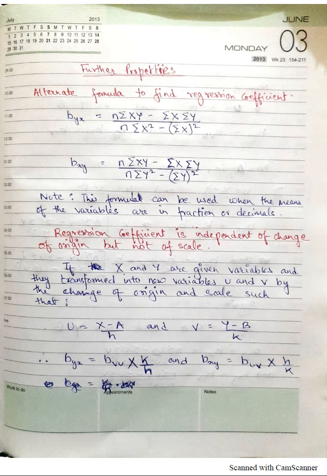So it basically means that the change in origins, that is the subtraction of a and b from x and y respectively, doesn't change the value of the regression coefficients, but the change of scale by the values h and k changes the value of the regression coefficients, and that should be compensated correspondingly in the final result of finding the regression coefficients by multiplying bvu by k divided by h and multiplying buv by h divided by k to find the values of byx and bxy correspondingly.